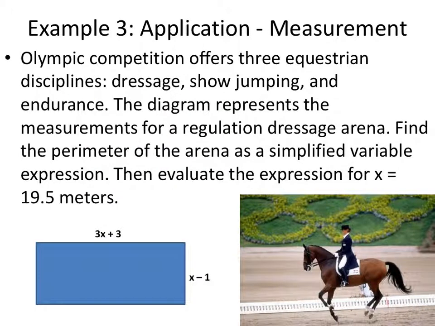In this real-world example, we have the Olympic competition that offers these 3 equestrian disciplines, and it gives us a diagram of the arena and asks us to find the perimeter. So we're looking for the perimeter of the arena seen in this diagram right here, and they want us to find the expression, or evaluate the expression, if x is 19.5 meters. So let's think about this for a minute.